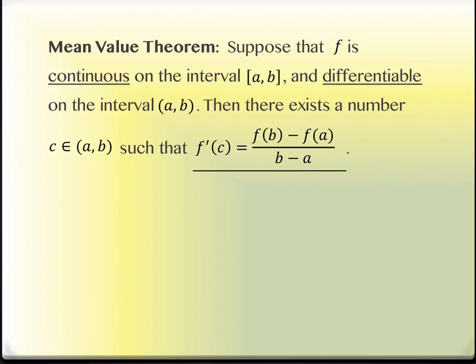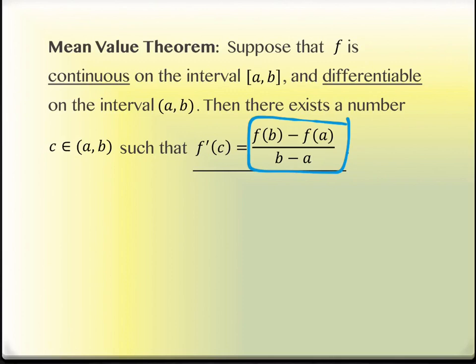So what this says then is that there exists a number c between a and b such that the derivative at c of our function is equal to f of b minus f of a over b minus a. What does this look like to you? There's a couple of things it could look like. It looks like the slope formula. And generally speaking, it just looks like a slope, right? Change of y over change of x. That's exactly what it is.